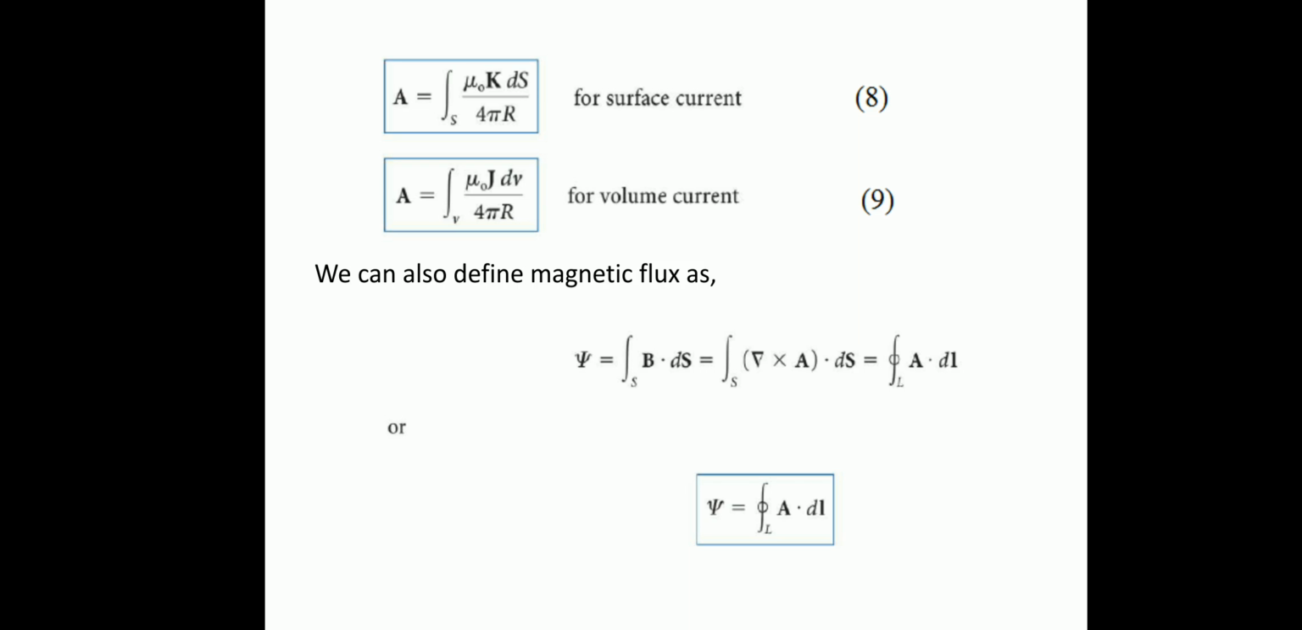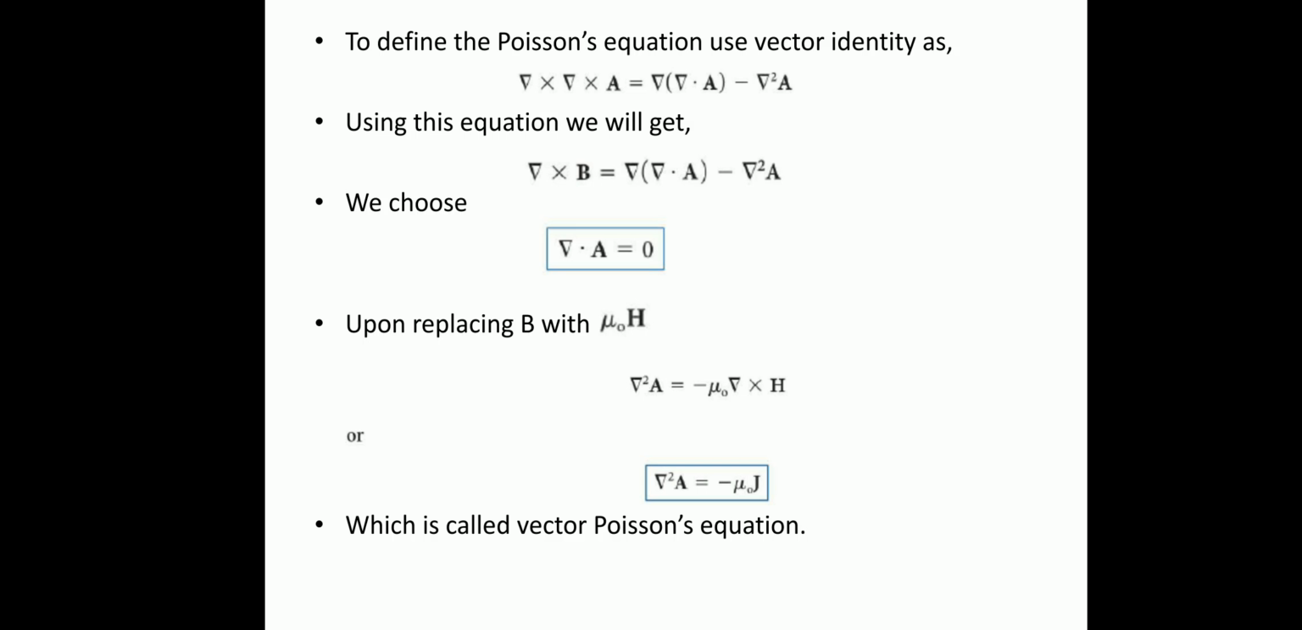We can also define the magnetic flux psi. We know that the magnetic flux is the surface integral of B dot ds. Here B is replaced by del cross A, so the integral is of del cross A dot ds. According to Stokes theorem, the surface integral of the curl of any vector is the line integral of that vector. So the flux related to the magnetic vector potential is the line integral of A dot dl.